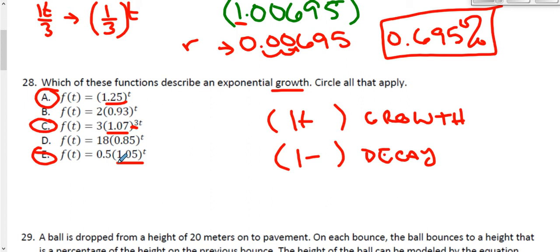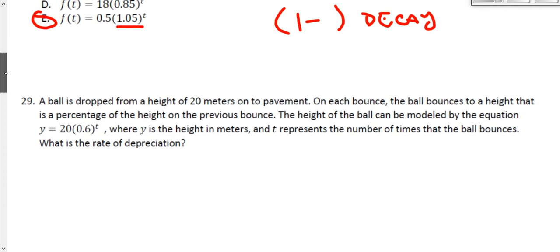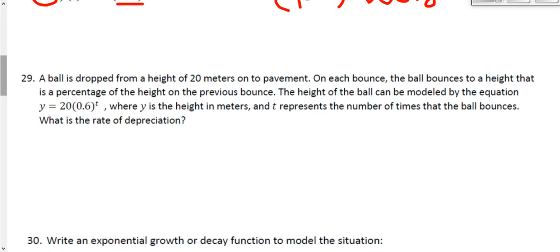So speaking of growth versus decay, or appreciation versus depreciation, let's go ahead and take a look at 29. We have a ball being dropped from a height of 20 meters onto pavement. On each bounce, the ball bounces to a height that is a percentage of the height of the previous bounce. So what's happening is we're dropping a ball, and the ball is bouncing. And every time the ball bounces, it's going to bounce at a certain percentage of where it was before. And you're used to seeing things bounce like this. Each bounce, it gets lower and lower and lower and lower. Eventually, it'll stop bouncing completely. So that's what's called depreciation or decay.